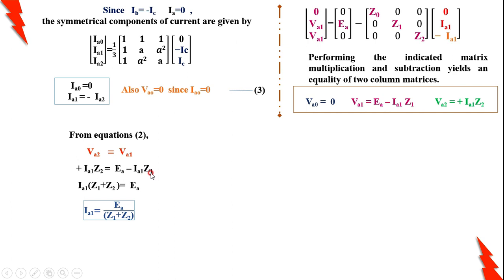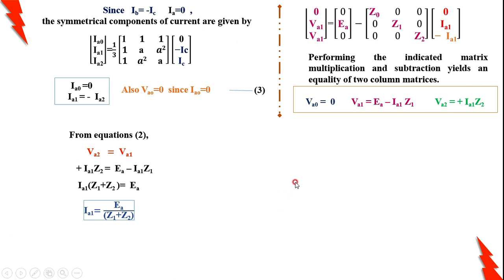Here there is only one unknown quantity, that is IA1. Taking IA1 common, what is left out is Z1 plus Z2, that is equal to EA. Therefore we are getting IA1. Once we know the value of IA1, IA2 is equal to minus IA1, and IA0 is 0. Then you can calculate the fault currents, that is IB and IC.